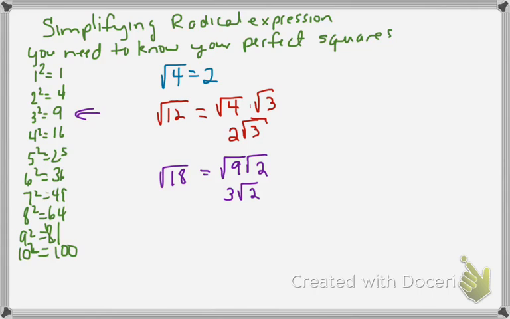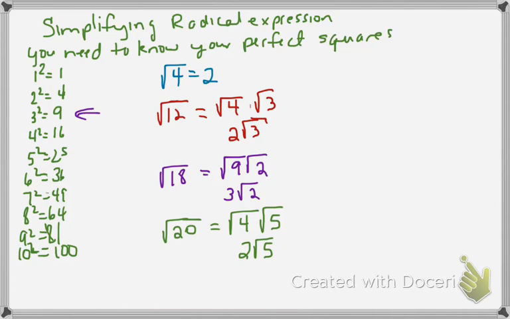All right, let's do one more. What's the next one? Square root of 20. Okay. Can you think of a perfect square that's inside the 20? Did you come up with 4? So we would have square root of 4 times the square root of 5, and my square root of 4 would come out as 2, and my square root of 5 would stay in.